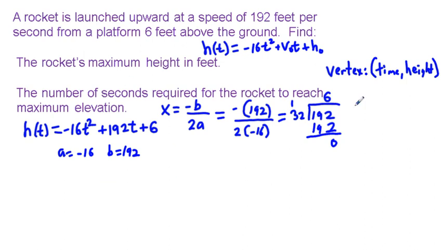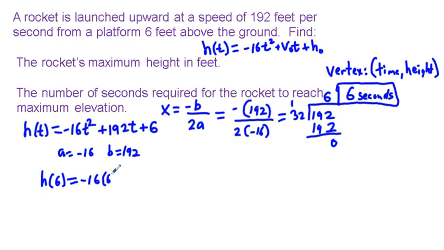So, number of seconds required to reach the maximum elevation, that's going to be our vertex. So we know already we have 6 seconds. So that's our second part to this question. Next, the rocket's maximum height in feet. We can say h of 6 equals negative 16 times 6 squared plus 192 times 6 plus 6.